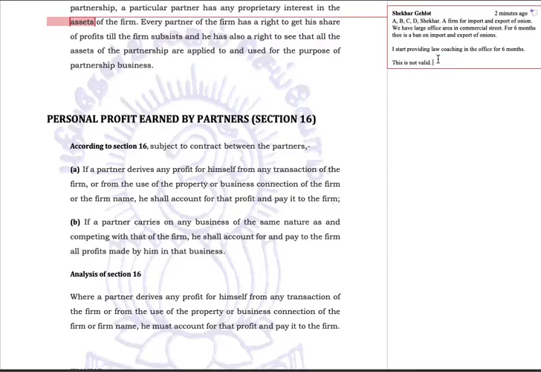Now, I have used the property of the firm for my personal business and I have gained, suppose, say, I have earned 20 lakhs from this coaching. I must put this 20 lakhs in the account of the firm and it shall be distributed between all the partners as a profit. I cannot take home this whole 20 lakhs with myself.